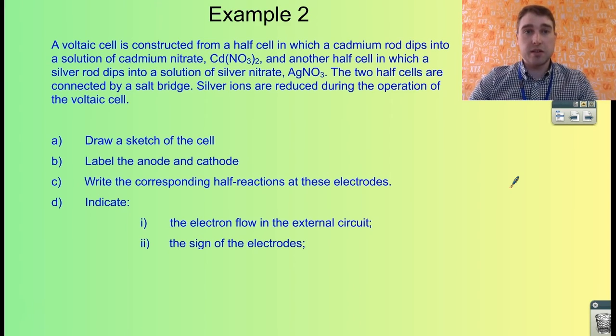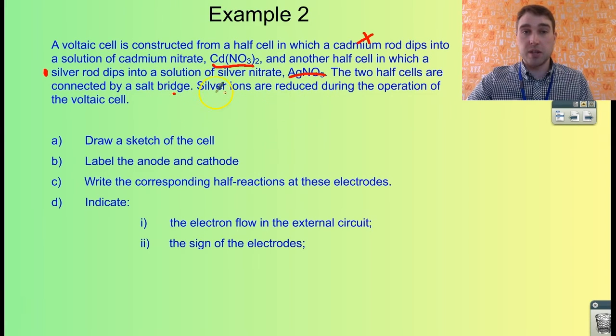So we've got a voltaic cell constructed from a half cell in which cadmium, so I'm going to highlight some important bits as we go through. So we've got a cadmium rod dipping into cadmium nitrate, so that's our electrolyte on that side. On the other half, we've got a silver rod, and that's going into silver nitrate. So that's important information to know, so we've got what our metals are and our electrolytes. Two half cells connected by a salt bridge, so that's good to know.